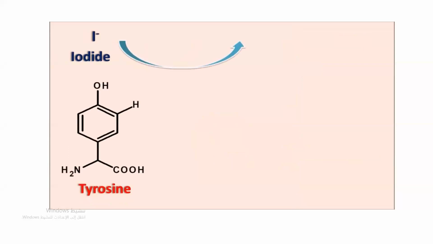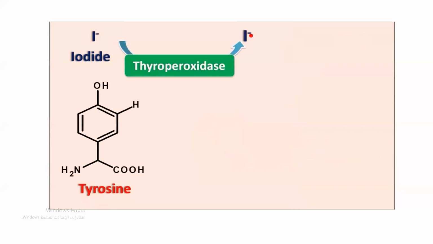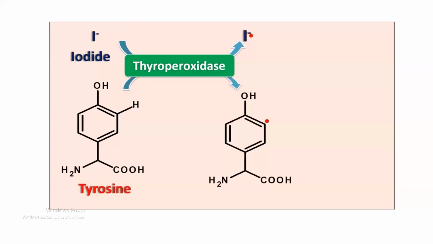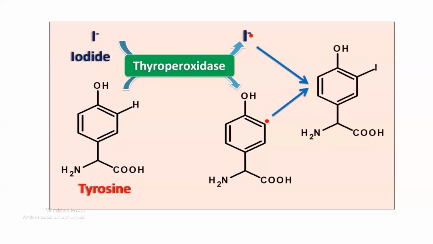Initially, iodide is converted to iodide free radical, and this reaction is mediated by the thyroperoxidase enzyme in the presence of hydrogen peroxide. The same enzyme will convert the tyrosine into the tyrosine free radical. You can observe the hydrogen is going to be removed and a tyrosine free radical is going to be produced. Now this tyrosine free radical as well as the iodide free radical can be combined such that they are going to produce the iodinated tyrosine.